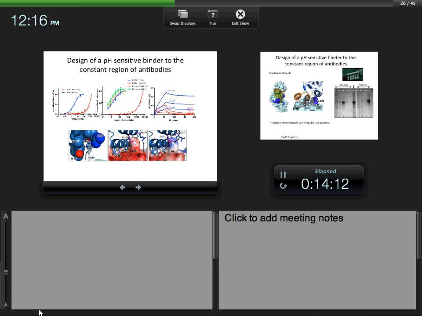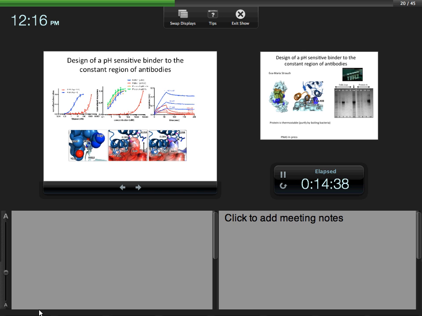One can also design binding that's conditional. So for example, this illustrates the design of a pH-dependent binding protein. The application we went for here was antibody purification. There are many protein drugs which are antibodies, and so there's a lot of need to purify them. Currently, that's done using an affinity column like protein A, where you have to go to very low pH to denature the protein.